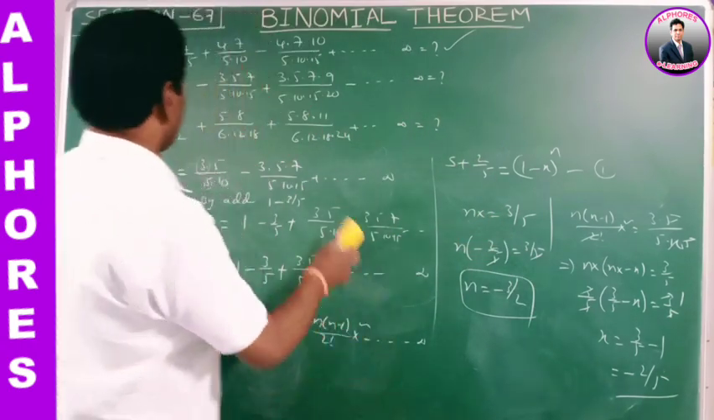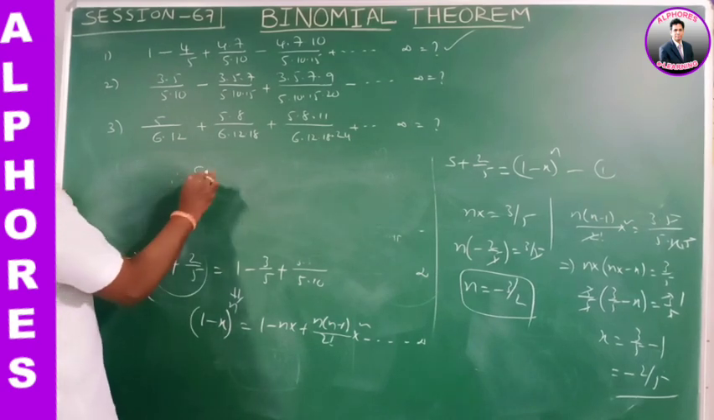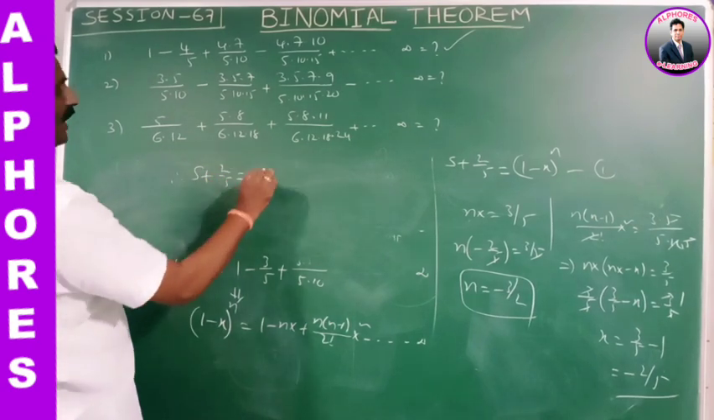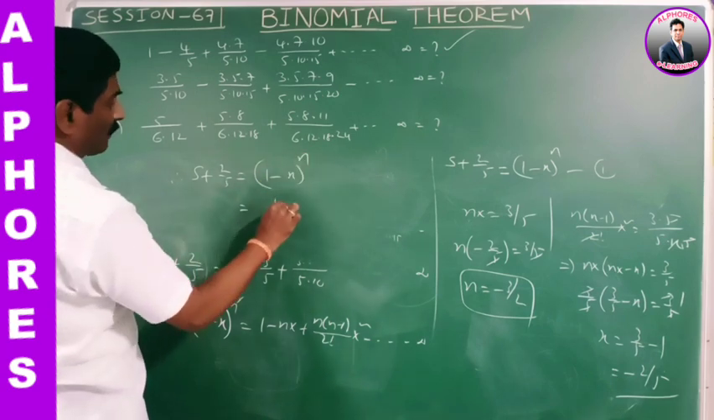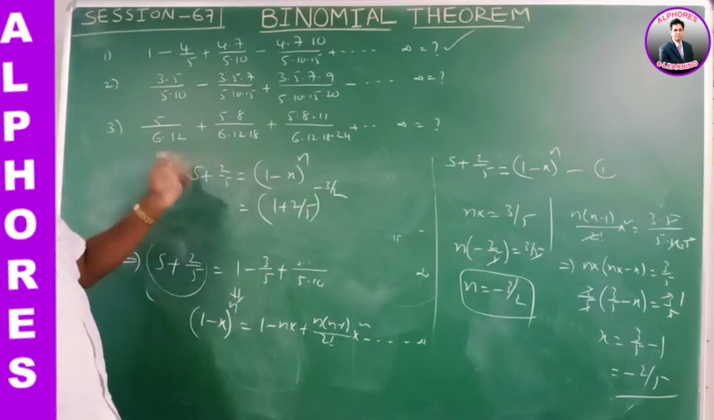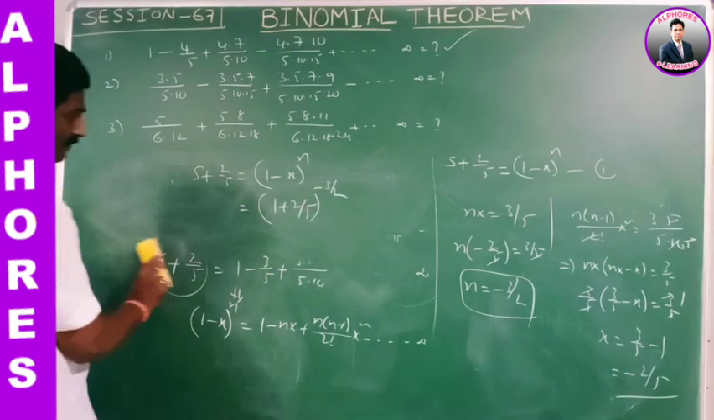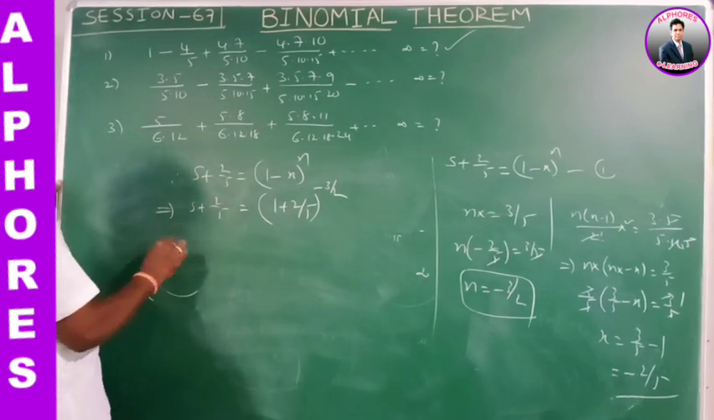Therefore, s plus 2 by 5 is equal to, what is the value? 1 minus x whole power n. That is equal to 1 plus 2 by 5 whole power n, which means minus 3 by 2. Simplify this value, we get the value of s. That means s plus 2 by 5 is equal to this value.